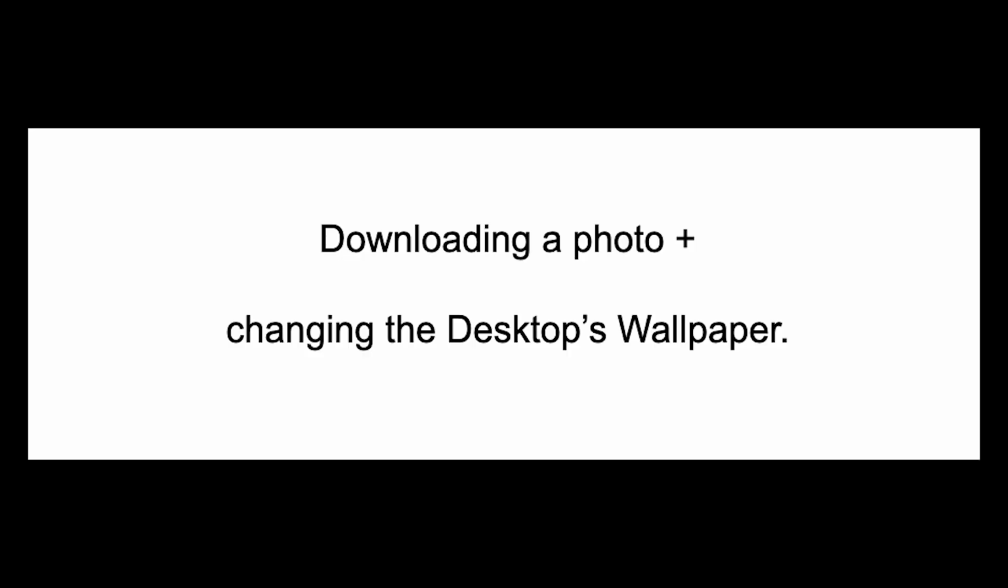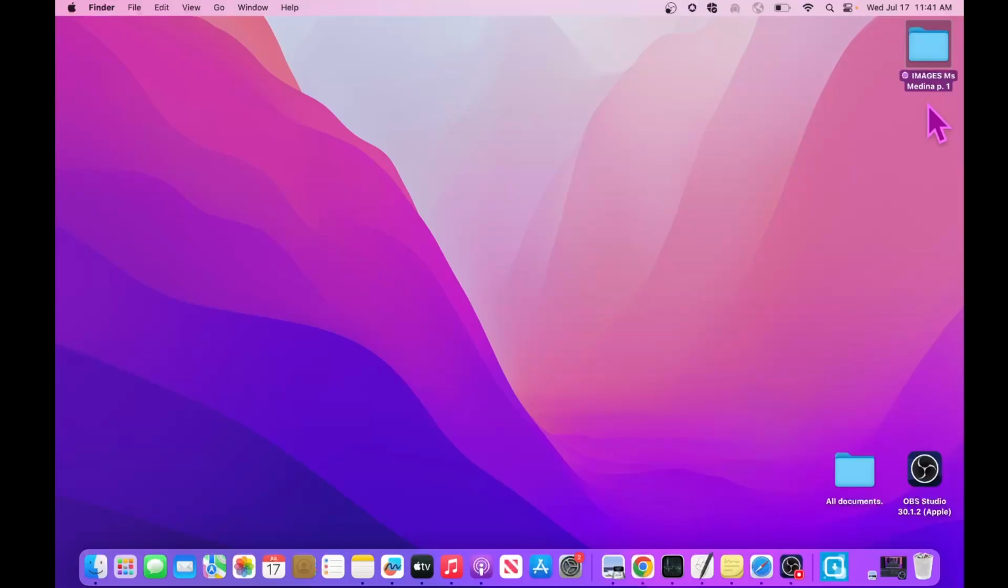Downloading a photo and changing the desktop's wallpaper. This part of the activity is going to take several steps because I want you to learn how to save images from the internet, where to find them in your computer, and organize these files or images. I will also be coming around to check for the image to make sure you saved it where I ask you to, and it will be part of your grade for this activity, so please stay with me and follow along.